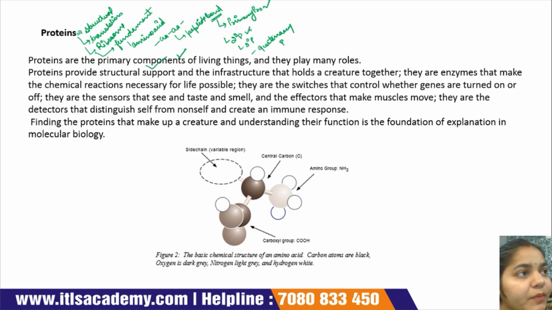Whenever alpha helix and beta sheets are present in a polypeptide chain, this structure is known as the secondary structure. Whenever alpha helix, beta sheet, turn, coil, and covalent and non-covalent interactions are present in a polypeptide chain, it is known as a tertiary structure, and this is a functional protein. Whenever two polypeptide chains are attached together, they form the quaternary structure of protein.